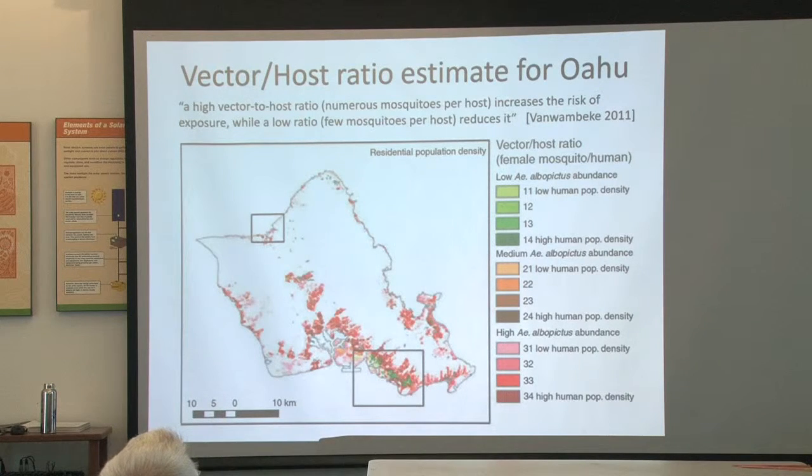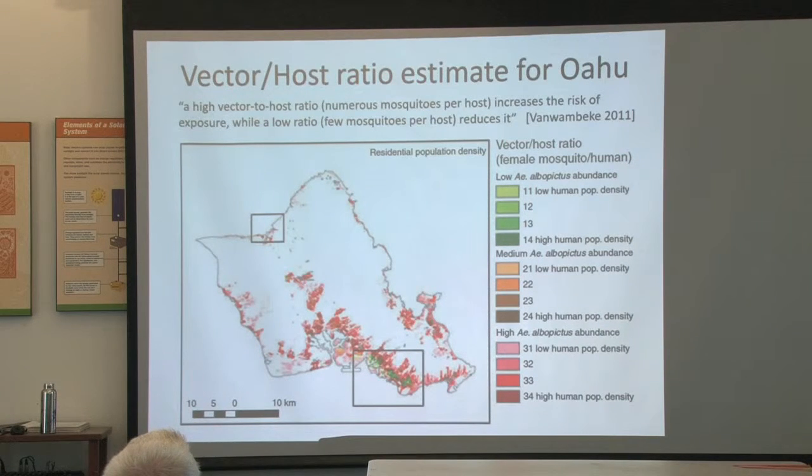Now, the number that they calculated is a little bit abstract, the so-called vector-to-host ratio. Basically, it tells you how many mosquitoes per person there were in a given area. And the idea is that if you're in an area with a high ratio, a lot of mosquitoes per host, then that host being human, then that host has a much higher risk of exposure to dengue or another virus than if it's a low ratio.